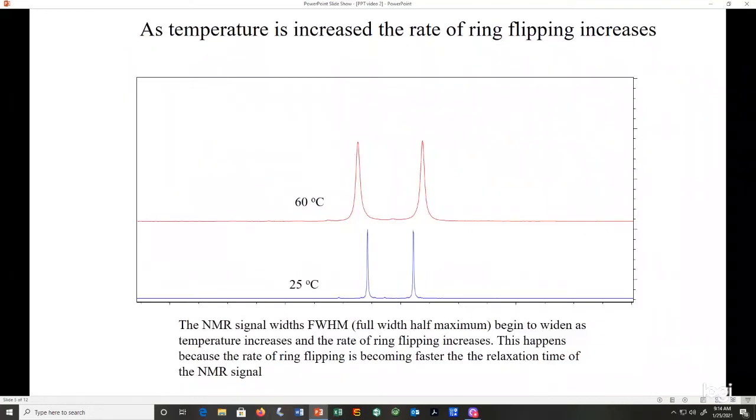As temperature is increased, the rate of ring flipping increases. Here are the first two spectra collected in the experiment, one at room temperature with the natural line widths for the proton signals, and one at 60 degrees. The NMR signal widths begin to widen as temperature increases and the rate of ring flipping increases. This happens because the rate of ring flipping is becoming faster than the relaxation time of the NMR signal.